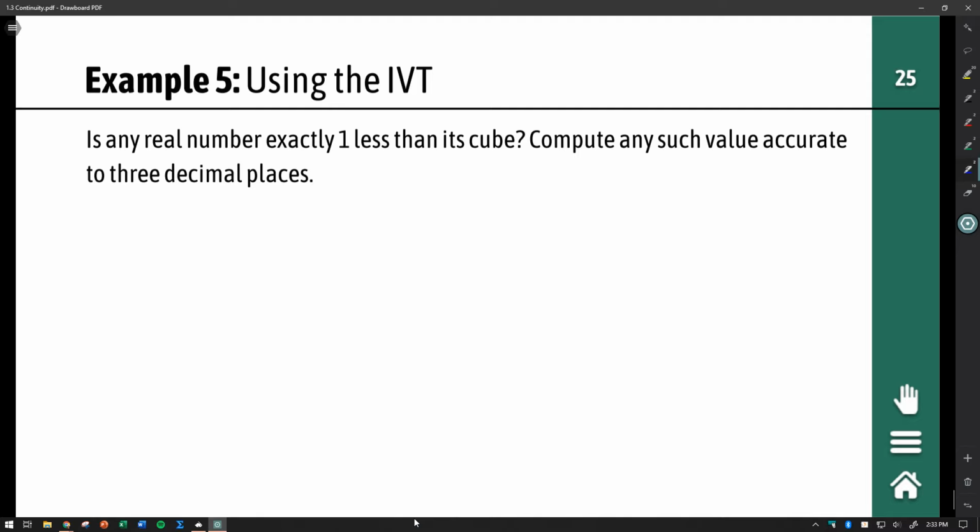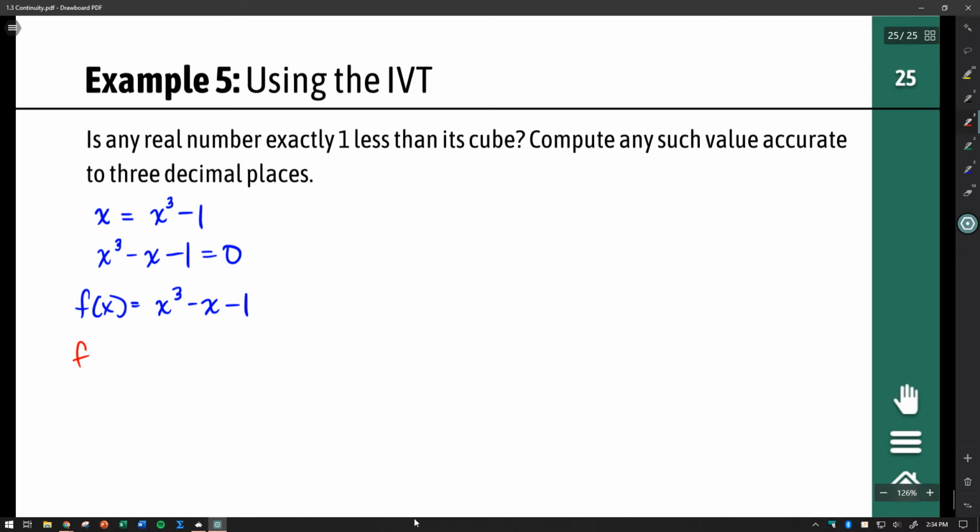So algebraically, what are we trying to do here? We're trying to find a number x such that that number is exactly 1 less than its cube. So x equals x cubed minus 1. And we could rework this statement into x cubed minus x minus 1 equals 0. So what we're really trying to do here is look for a 0 of the function f of x equals x cubed minus x minus 1. We may even begin by taking a look at a few numbers and seeing how this function behaves.